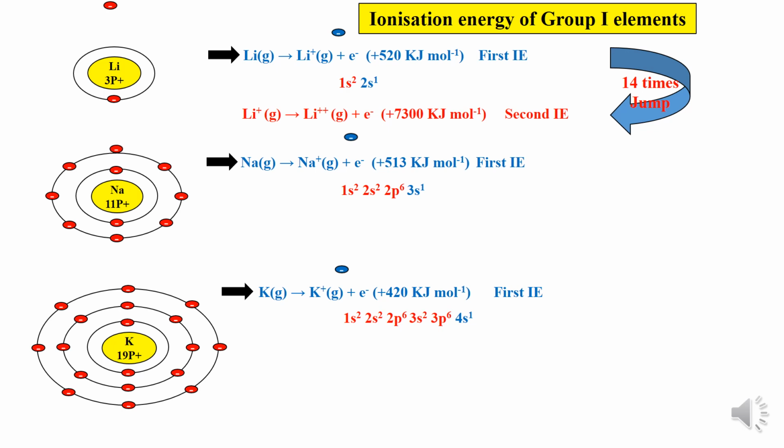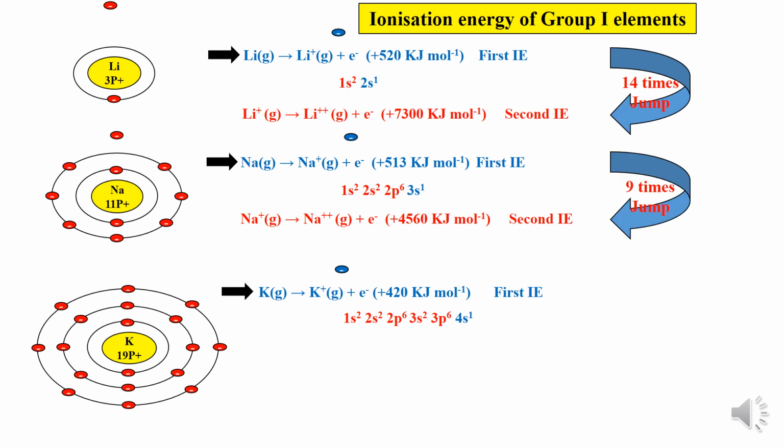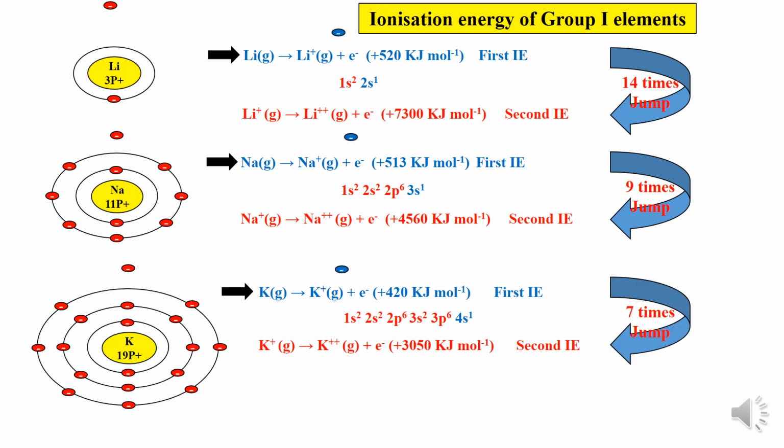So what about the sodium atom? When you try and remove the core electron from the sodium atom, that is when it undergoes second ionization, 4,560 kilojoules per mole of energy is required. So you can see a 9 times jump. And what about potassium? When we remove a core electron from the potassium, that is when it undergoes the second ionization, 3050 kilojoules per mole of energy is required. So you can see a 7 times jump.